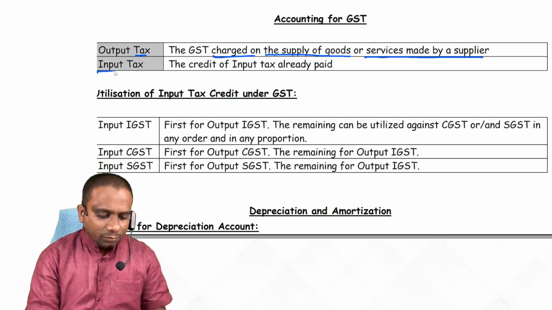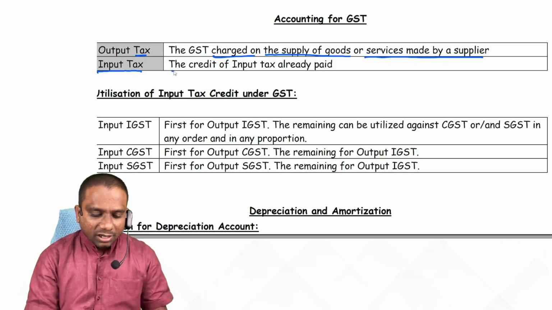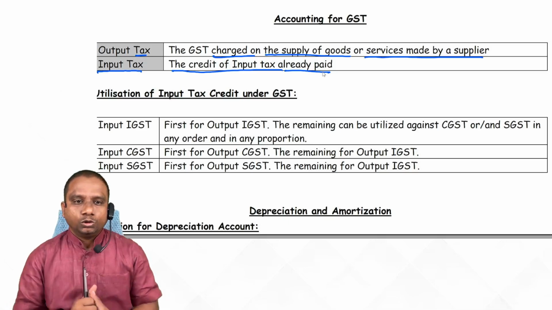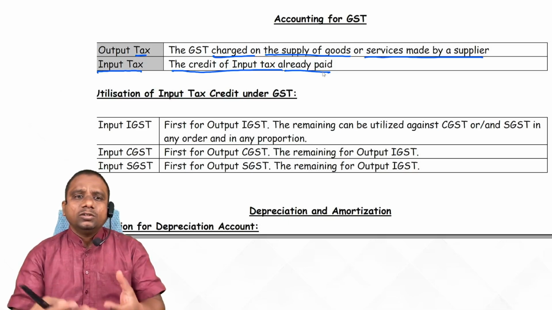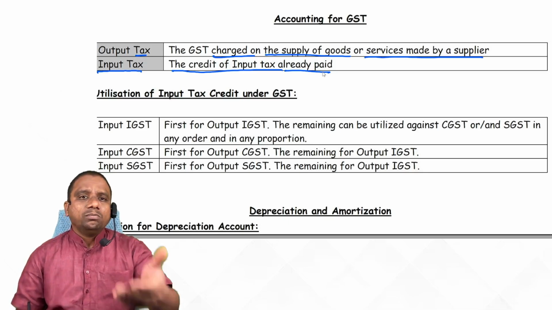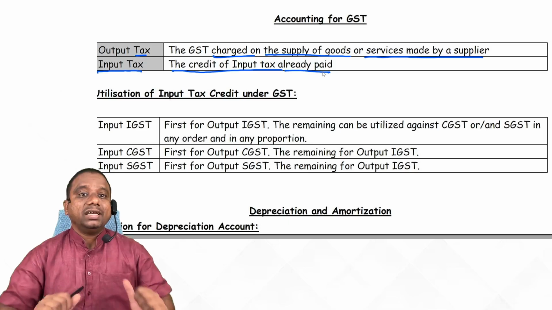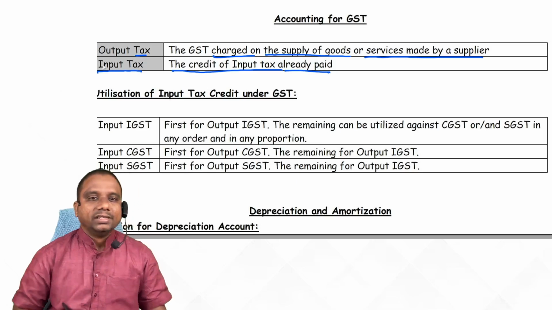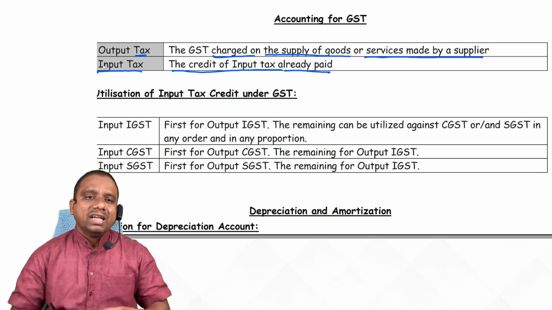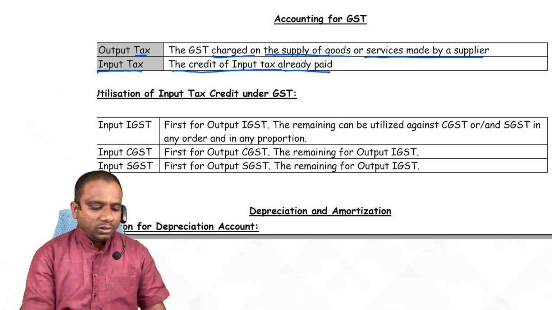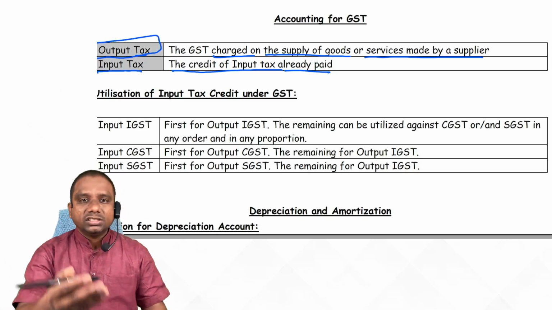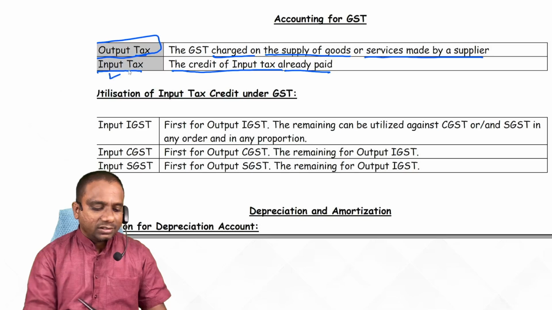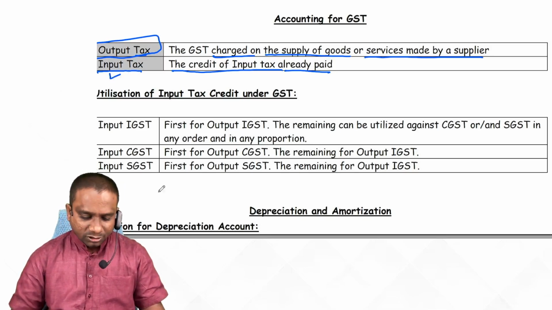Next, what is input tax? It means the credit of input tax already paid. As a supplier, I will sell goods, and to sell the goods I have to purchase them. When I am purchasing goods or services, I will pay some tax on the purchase. That is called input tax. Finally, we have to pay tax to the government. Output tax is payable to the government because it is collected from customers. At the time of making payment of output tax, you can adjust the input tax. Those provisions we now see.